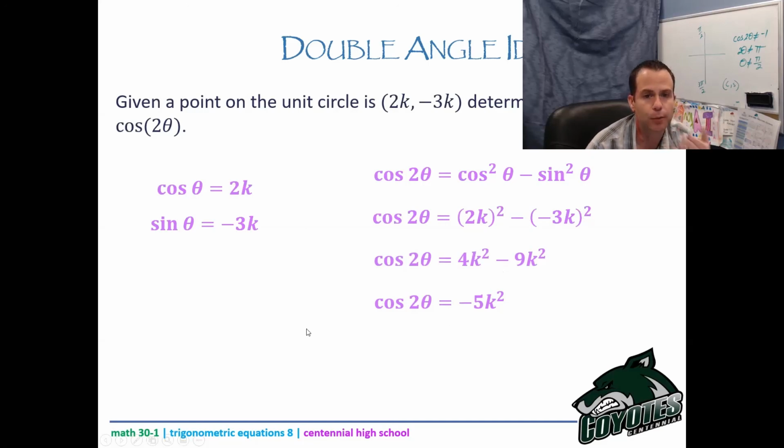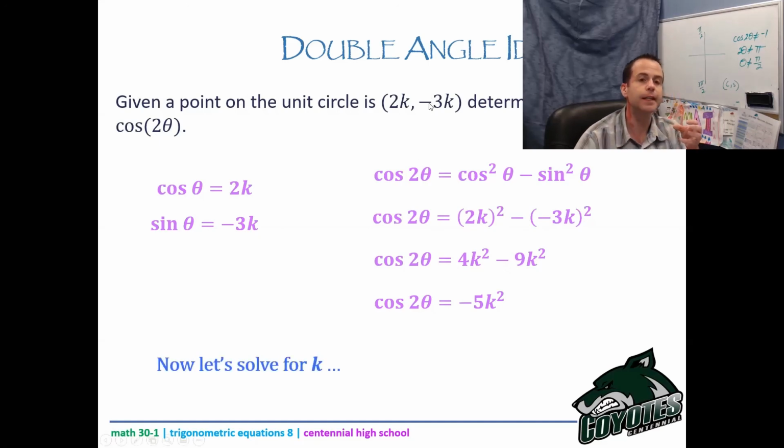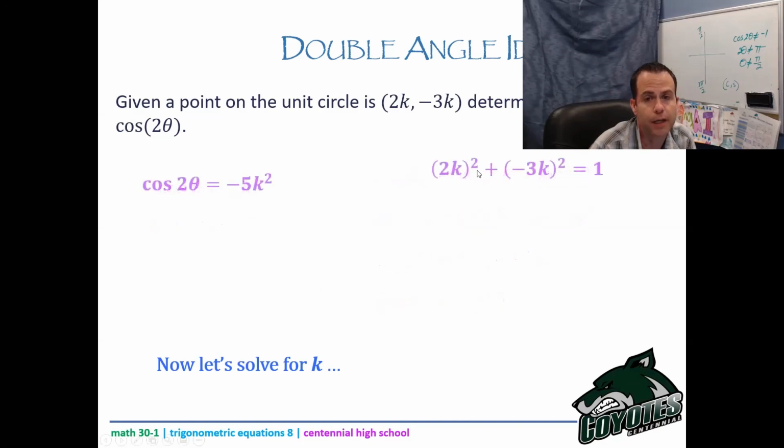Well, how do I figure out what k is? Again, remember that you are on the unit circle. So this has to fit in the equation of the unit circle, which is x squared plus y squared equals 1. That becomes an equation that I can actually use to solve for k. So x squared plus y squared equals 1 gives me 4k squared plus 9k squared. And so k, I'm going to divide both sides by 13 and square root, ends up being plus or minus the square root of 1 over 13.